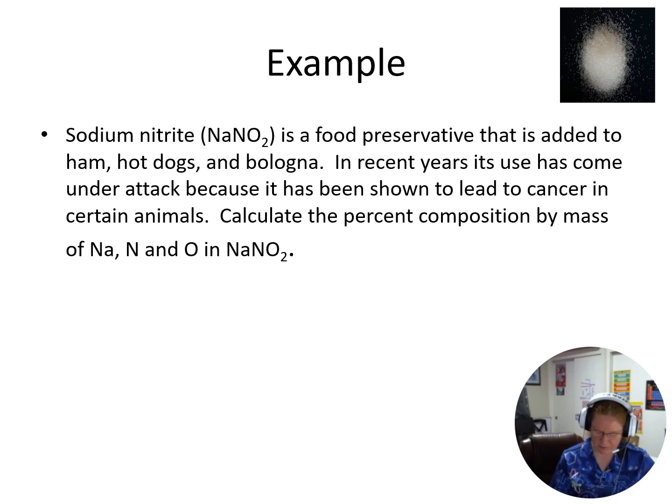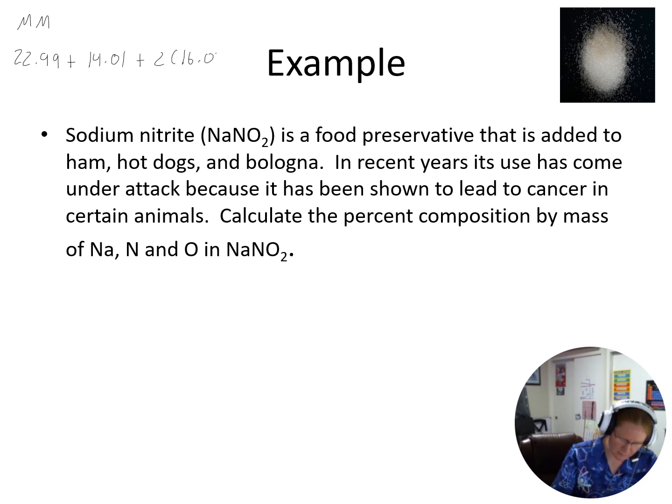So to start off with, we do need to know the mass of the whole before we look at the masses of the parts. So for the molar mass of the whole, we're going to take sodium 22.99, 1 nitrogen 14.01, and then 2 oxygens at 16. So our whole here is 69.00 grams per mole.